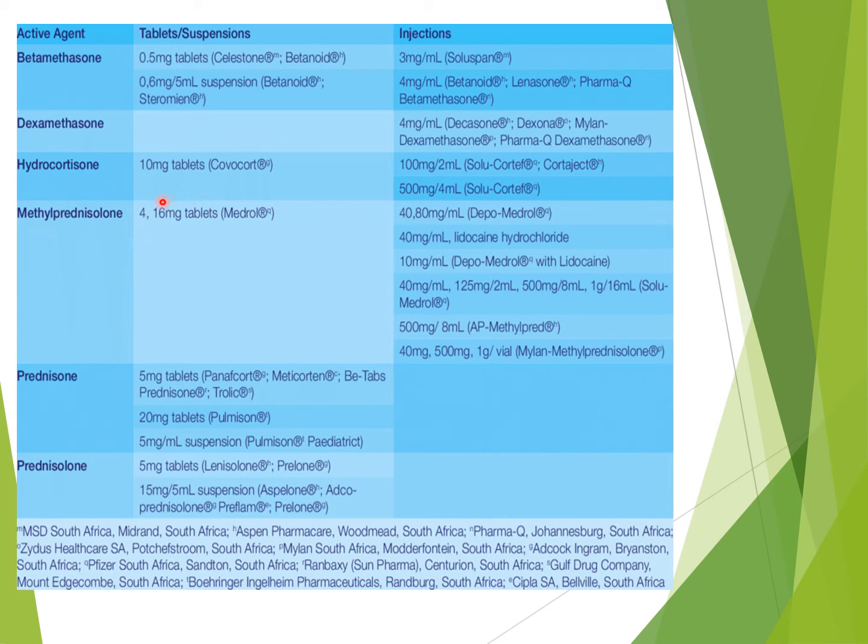Methylprednisolone, the tablets which have 16 milligrams and 4 to 80 milligrams per milliliter for drugs which include methylprednisolone for injections. Also, we see methylprednisolone with the big dose, 500 milligrams to 8 milliliters.